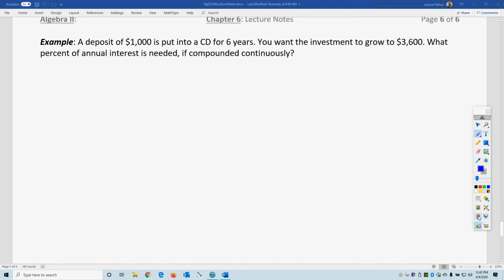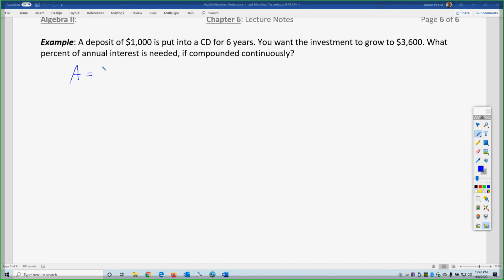So on page 6, we're compounding continuously in this case, so that must be the last formula. I think it's actually the fourth one, which is the PERT formula. This is compounding continuously. You need to use the PERT one. So we're going to deposit $1,000. That's our original principal, but we want to get 3,600, and we don't know the interest rate, but we do know it's going to be 6 years.